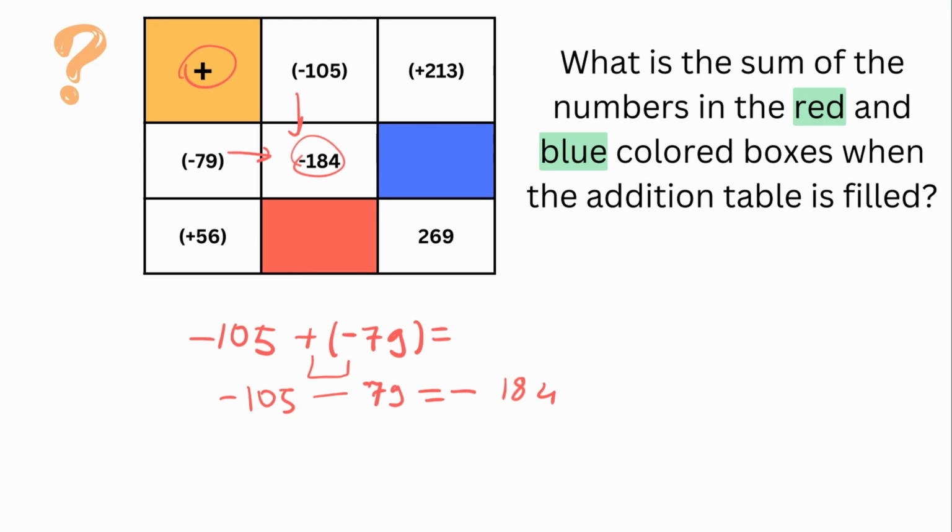Let's find the red box first. To find the red box, we need to add these two numbers. So negative 105 plus 56. The sign of the largest is negative. So let's subtract.